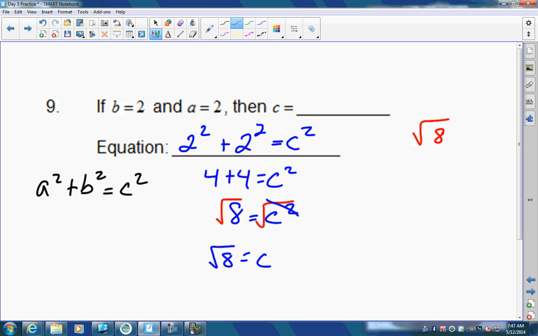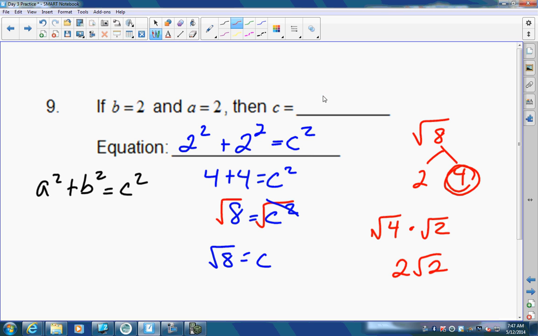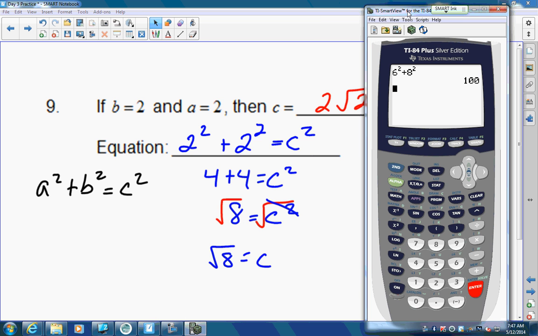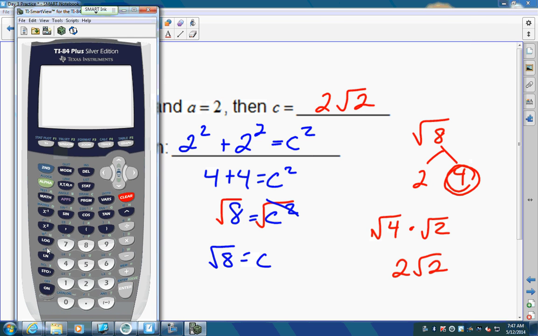Square root of 8. When I split it up, that is 2 times 4. Look at that perfect square right there. Square root of 4 times the square root of 2. What is the square root of 4? 2. So I get 2 square root of 2. That is what C is. Again, to check and make sure you have your answers correct, put in the square root of 8, enter. Now do 2 square root of 2 and press enter, and you can check that you have the same thing.